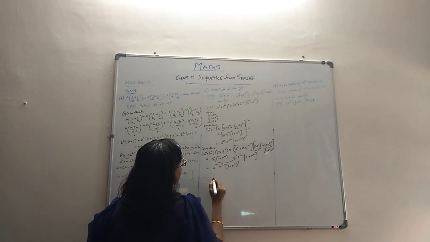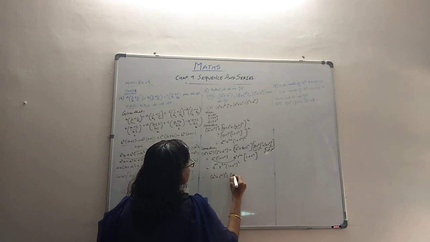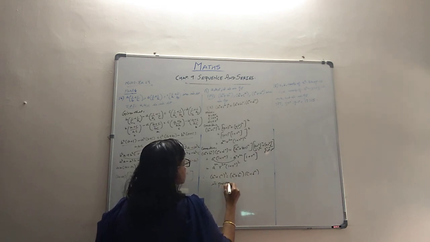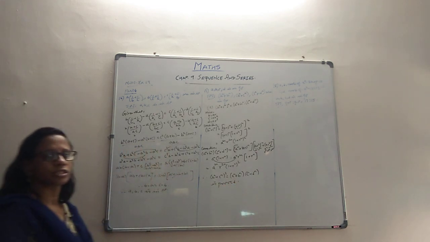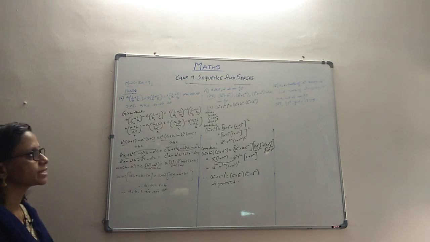So therefore, (B raised to n plus C raised to n) the whole squared is (A raised to n plus B raised to n) into (C raised to n plus D raised to n) is proved. If you take LHS and RHS, since LHS is equal to RHS, hence proved. So that's about problem number 17.